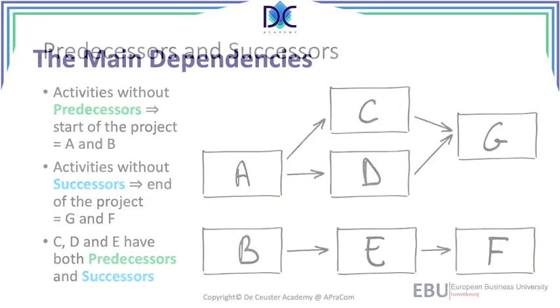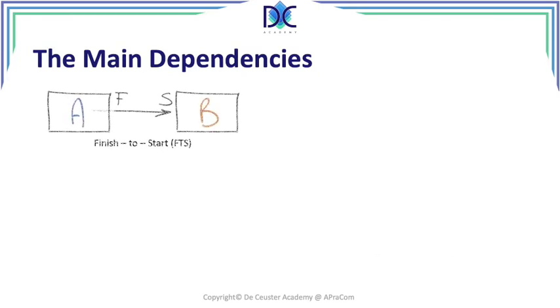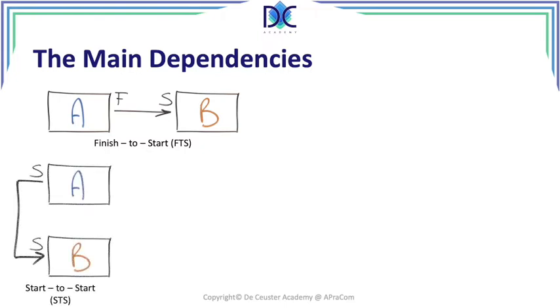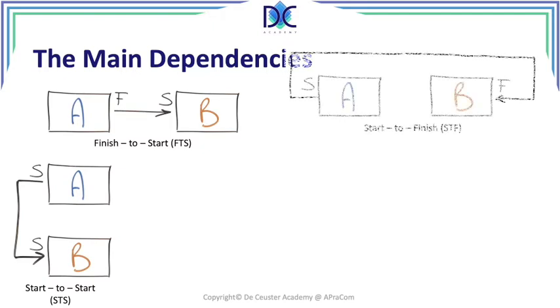Now when we look at the different dependencies, there are different ways to have dependencies between activities. The simplest one and the one we use the most typically is a finish to start. So B can start when A is finished. Another one is start to start. So B can only start when A starts. We have start to finish. So when A starts, B can finish.